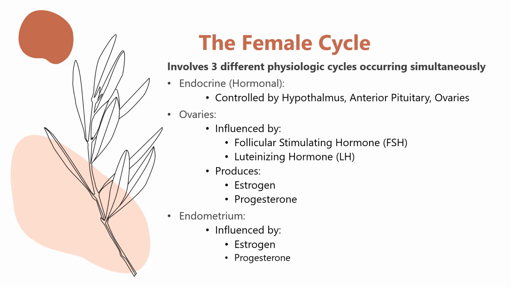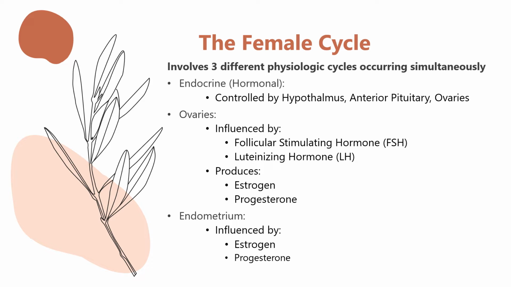Now, the female cycle is a very complicated process that includes, like I mentioned, the endocrine system as well as the ovarian system and the uterine system. And so we like to kind of break it up into 3 different cycles that are all going to occur at the same time. So our endocrine system is going to control the hormonal aspects of our cycle, and it's going to utilize the hypothalamus, the anterior pituitary gland, and the ovaries to control our hormones.